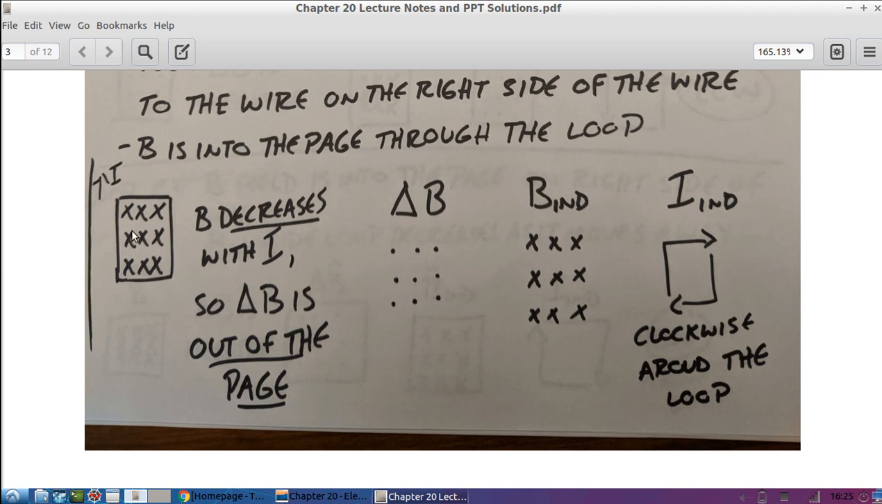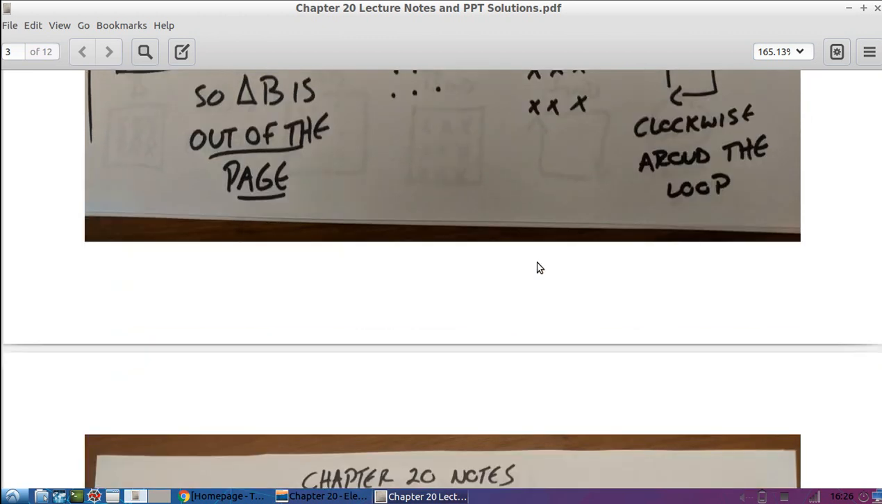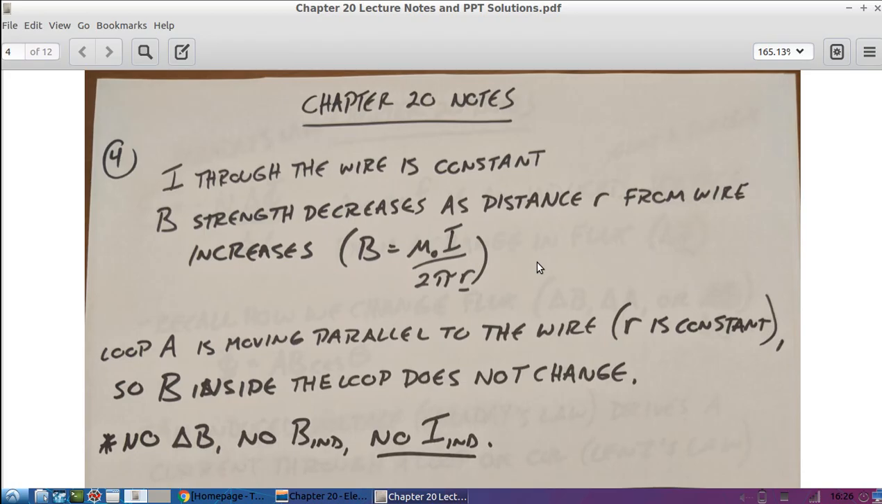So again, this is probably the toughest part for Lenz's law and Faraday's law. Determine how the magnetic field is changing inside the loop, and then determine the direction of that change, delta B. Flip it, that's your direction of B induced, and then use the right hand rule to determine the direction of the induced current.